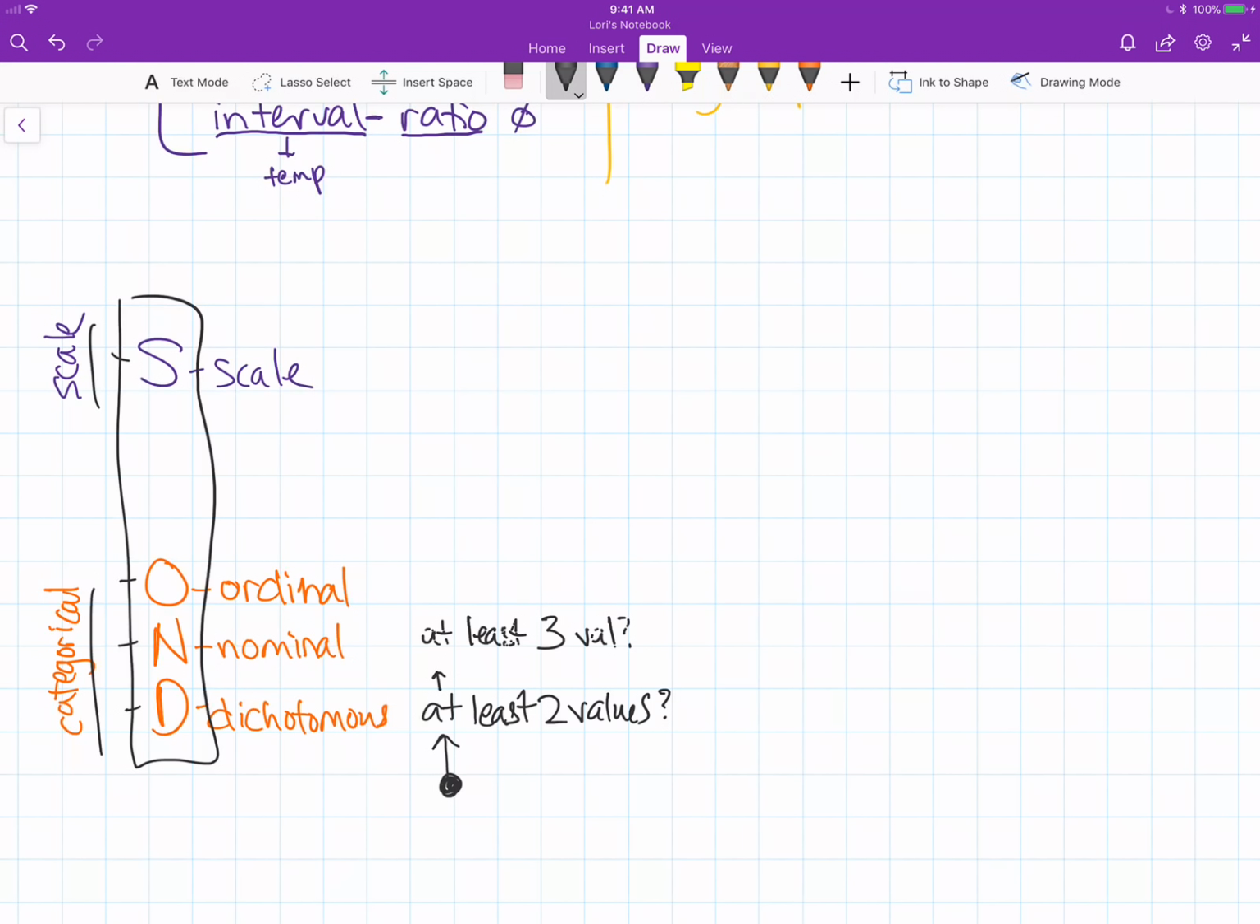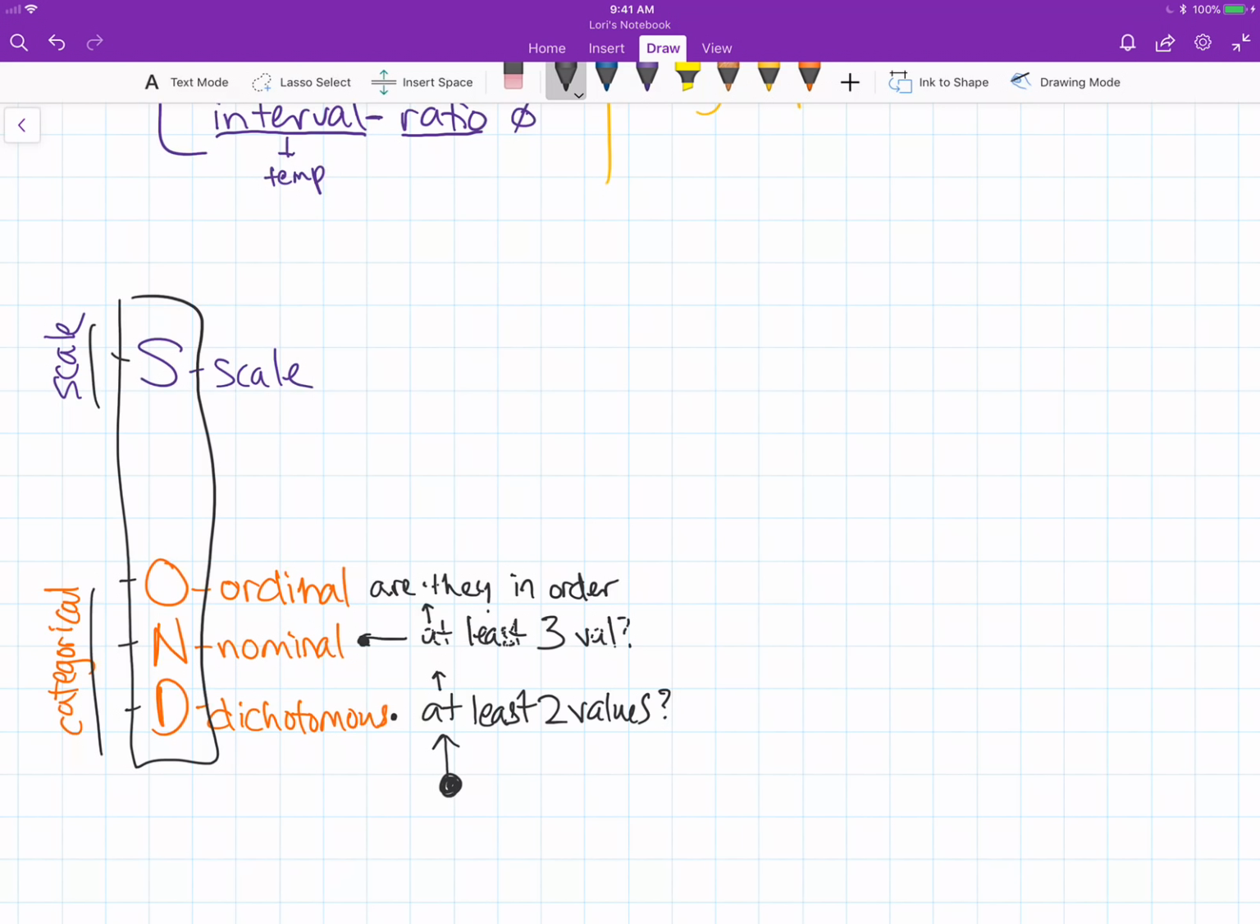So maybe instead of just having two groups, I have three or four or five. If my answer to that question is yes, then I have at least a nominal. It's not just dichotomous anymore. It's at least nominal. And then the next question that I ask is, are they in order? And by in order, what I mean is there a logical order from high to low, or low to high, or some other meaningful measure?